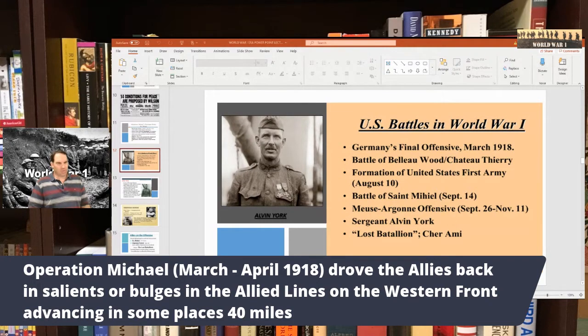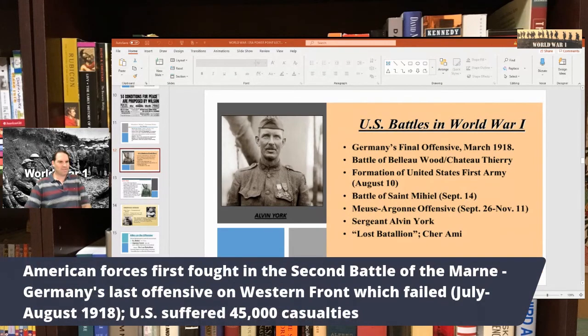And they formed bulges or salients in the Allied lines, in some places 40 miles deep at one point. It looked like the Germans might break through. But evidently the Germans stopped the offensive in April. They had one more offensive too, the Second Battle of the Marne, in the summer of 1918, which was really the last major offensive the Germans would attempt. That was a total failure too.